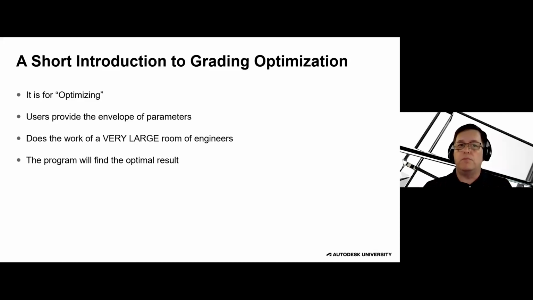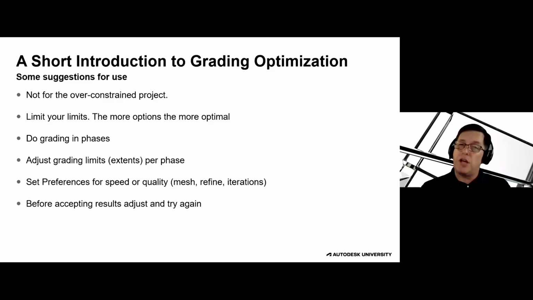The user, you, will provide an envelope of parameters that will allow grading optimization to run in between those areas, basically letting it know what you care about and what things you have to hit. Now, it's very much like you have a very, very large room full of engineers, and you're giving each engineer a task to run or try out in a grading situation. Although it's better than that, because first of all, it's going to go much faster than a room full of engineers would necessarily, but it also returns with the best or the optimal result from all of those options. So you're saving a lot of time and a lot of effort in the use of this tool.